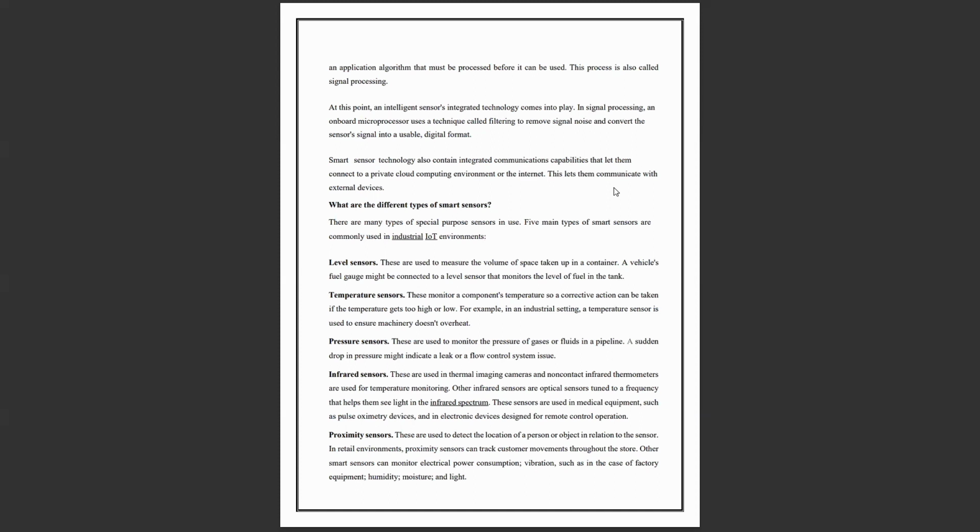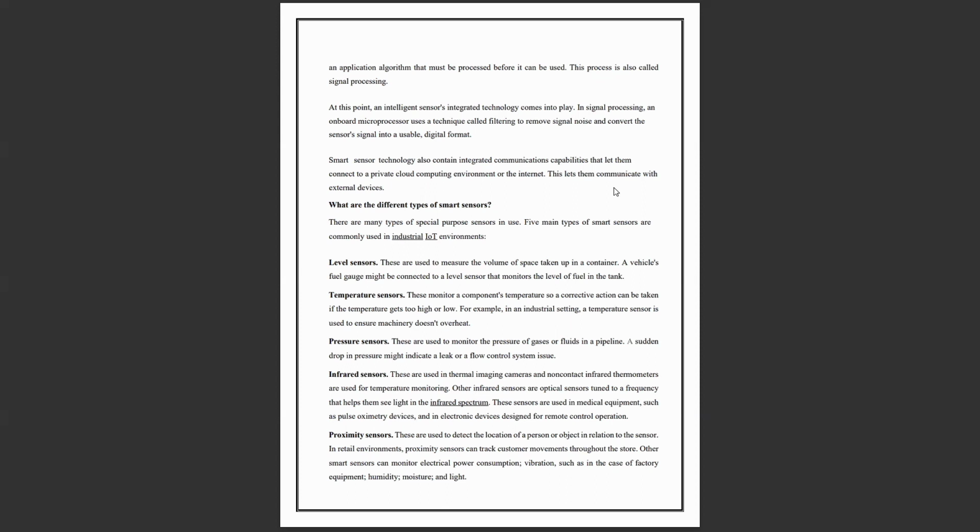What are the different types of smart sensors? There are different types of smart sensors, but the five which I am going to discuss with you are used commonly in industrial IoT environments. These are level sensors, temperature sensors, pressure sensors, infrared sensors, and proximity sensors.